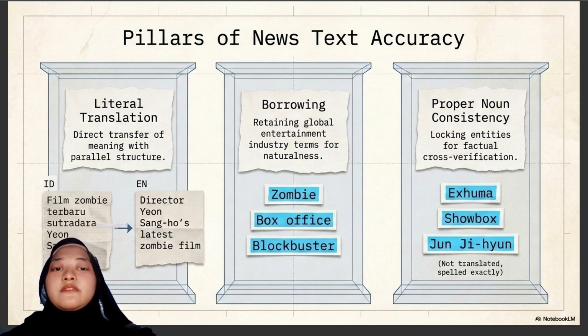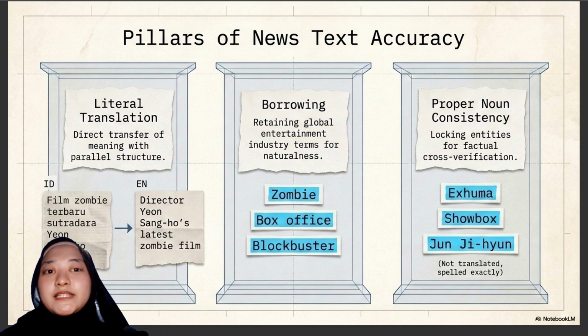For example, film zombie terbaru sutradara Yoon Sang-ho becomes director Yoon Sang-ho's latest zombie film. Second is borrowing, which retains specific industry terms such as zombie, box office, and blockbuster to maintain naturalness in global entertainment discourse. Third is proper noun consistency, where names such as Sukma, Soulbox, and Jun Ji-hyun are kept unchanged to ensure factual accuracy and prevent misinterpretation.